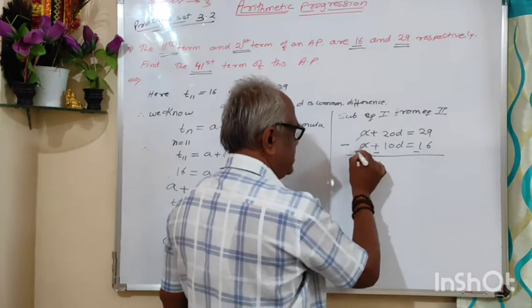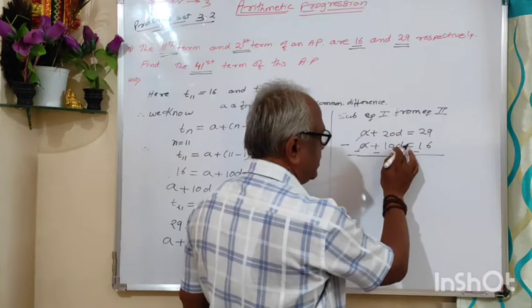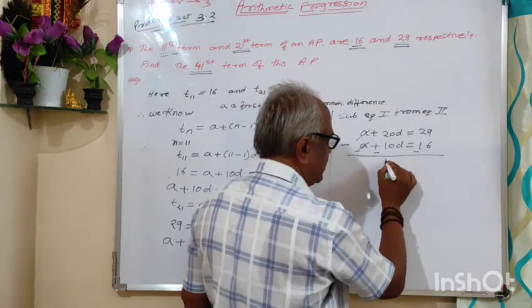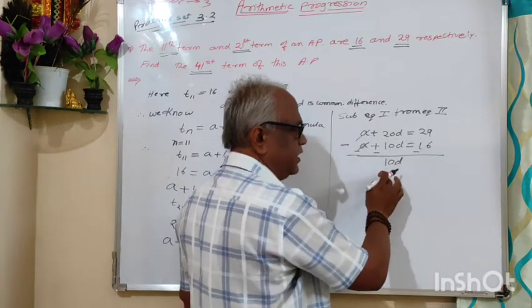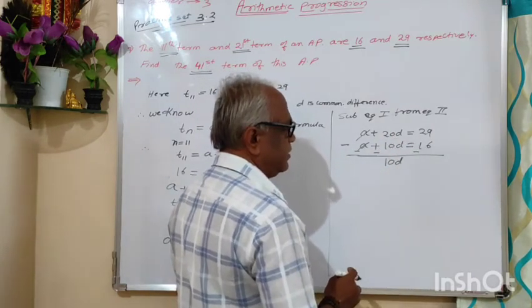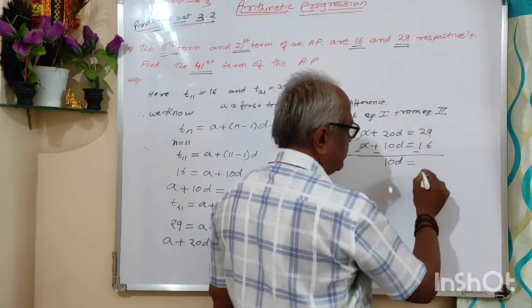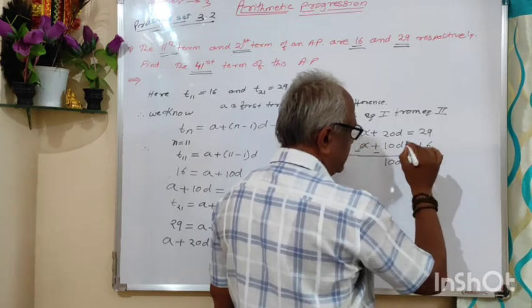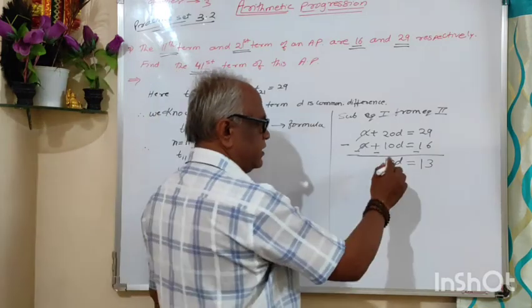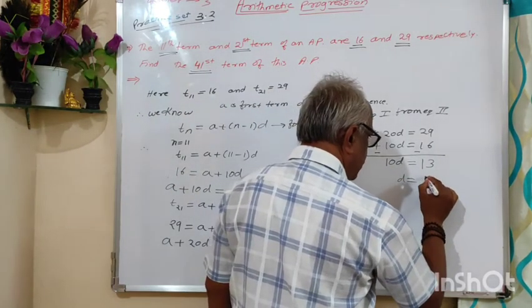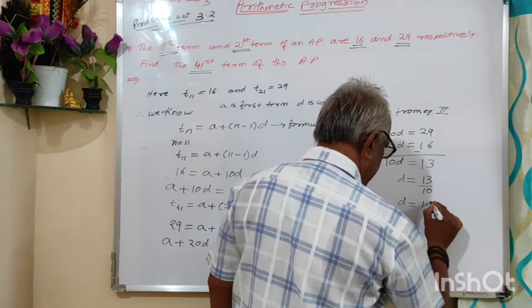So A minus A is cancelled. 20D minus 10D is 10D. 10D is equal to 29 minus 16, that is 13. Keep the greater number's sign, subtract it, and keep the greater number's sign, that is 13. Therefore D is equal to 13 upon 10. Therefore D is equal to 1.3.